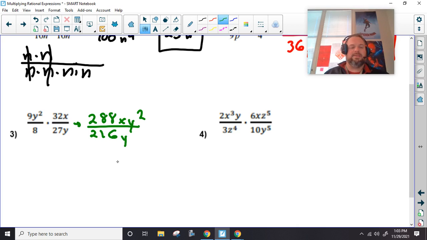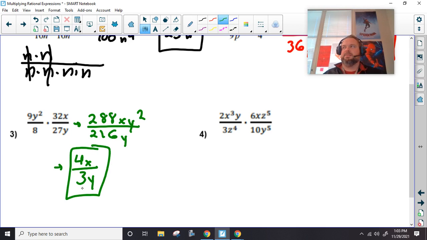All right. So this reduces to 4 over 3. The X stays alone. One of the Y's cancel, leaving me 1 in the basement. Yeah, that's what I call it with the denominator.